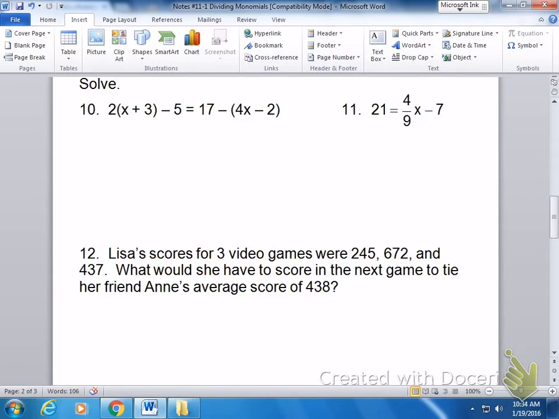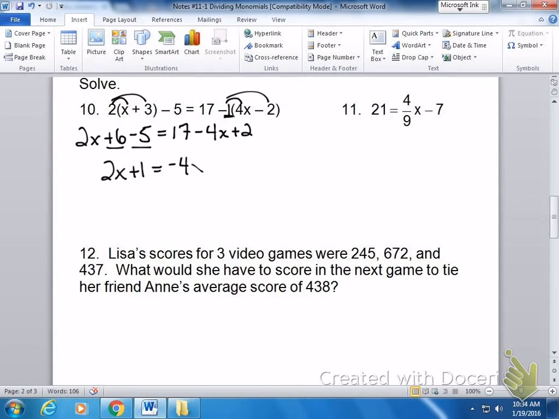Now I was pretty disappointed with number 10. We had one similar to it on the test, and people did not even do the first step, which is distribute over your parentheses. Remember, there's a -1 right here. So 2 times x is 2x. 2 times 3 is plus 6. Then I have my -5 equals. I have 17. -1 times 4x is -4x. -1 times -2 is +2. Now combine like terms. I have 2x plus 1 equals -4x plus 19.